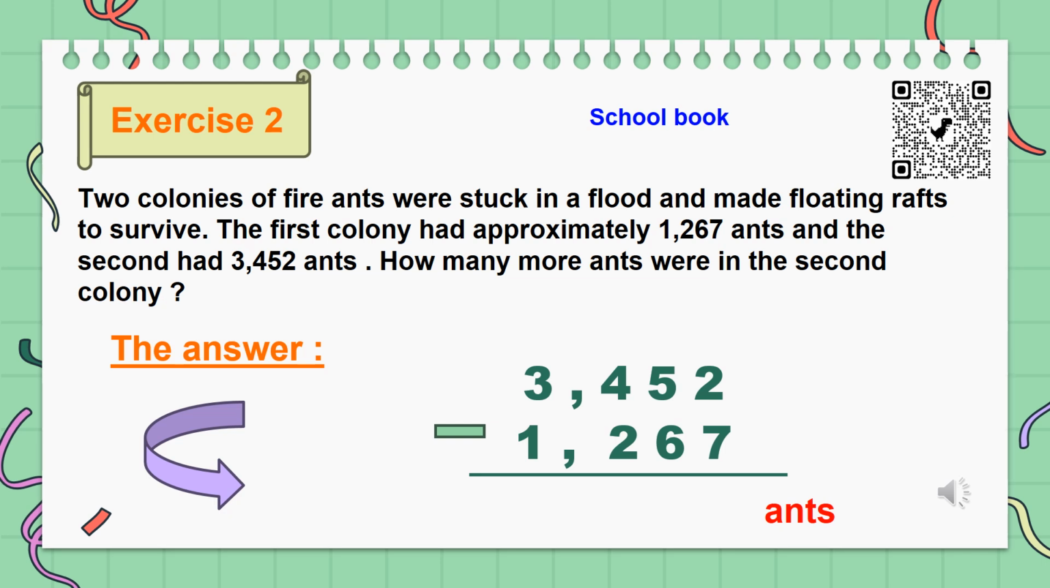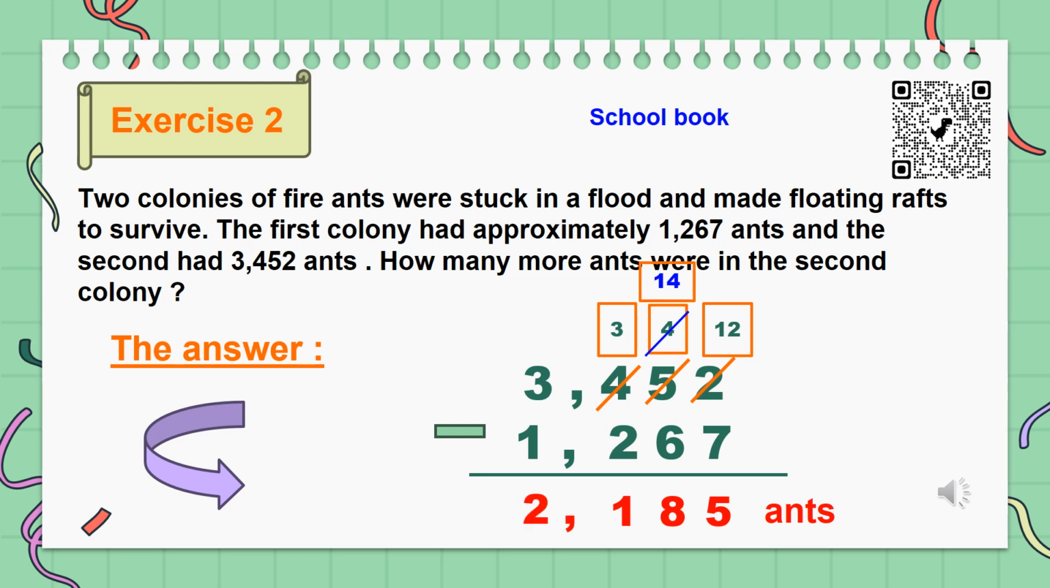So start from ones. 2 minus 7 we can't. We go to the next door. Knock, knock, knock. 5 became 4 and this 2 became 12. 12 minus 7 equals 5. 4 minus 6 now we can't. We go to next door, 100 place. Knock, knock, knock. This 4 became 3 and this 4 became 14. So 14 minus 6 equals 8. 3 minus 2 equals 1 and in thousand place 3 minus 1 equals 2. So it equals 2,185 ants.